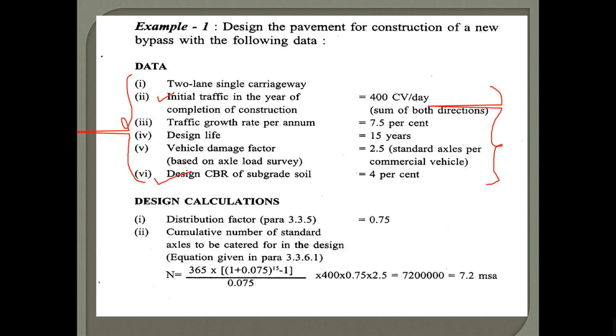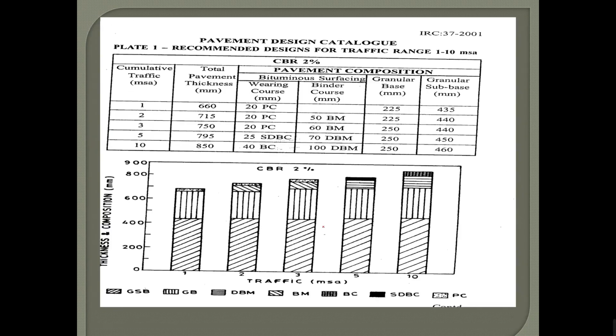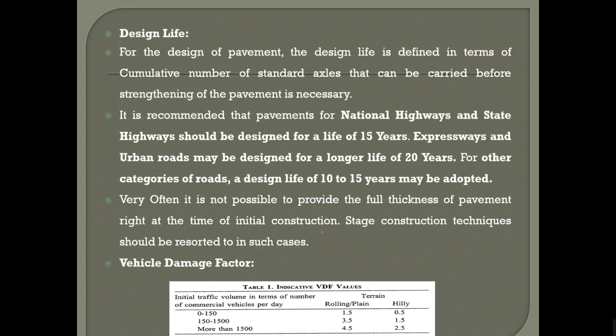And if the vehicle damage factor has been given to you, no problem. If it is not given, then based on the value, by referring to that particular table, this could be referred to. Either it might be 1.5, 2.5, or 3.5, whatever it might be, based on the table which I have shown you in the previous slide.